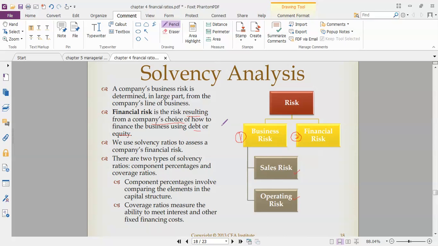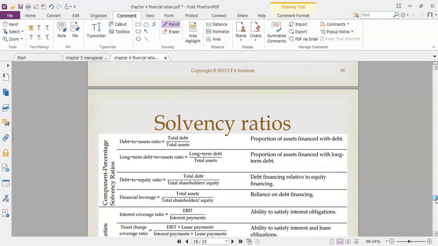So we use solvency ratios to assess a company's financial risk. There are two types of solvency ratios. The first one is component percentage and the second is coverage ratio. Component percentage involves comparing the elements in the capital structure. Coverage ratio measures the ability to meet interest and other fixed financing costs. Let's look at the ratios in the solvency ratio analysis.